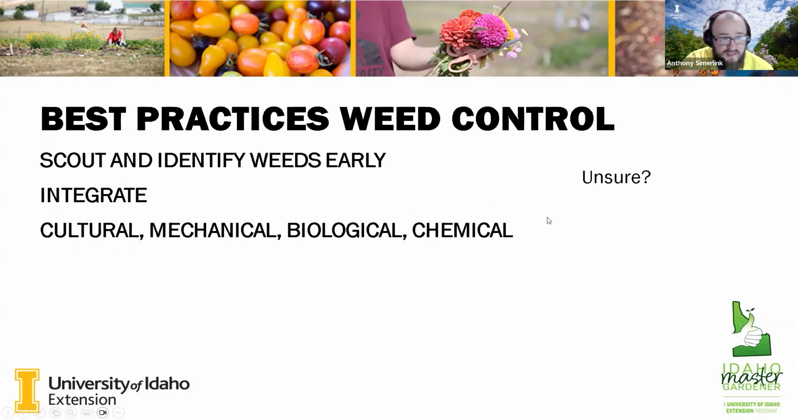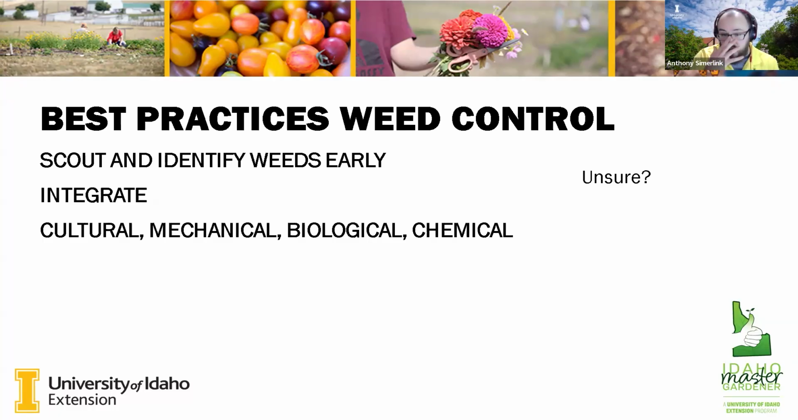So some of the best practices for weed control are really to scout and identify weeds early. And if you're unsure about what type of weed you have, there are several ways that you can figure that out on your phone, like Google. If you have a Samsung or an Android phone, Google Lens can get you pretty close to what type of plant it is. On your iPhone, if you take a picture of it, it'll actually come up on there and it'll give you an idea.